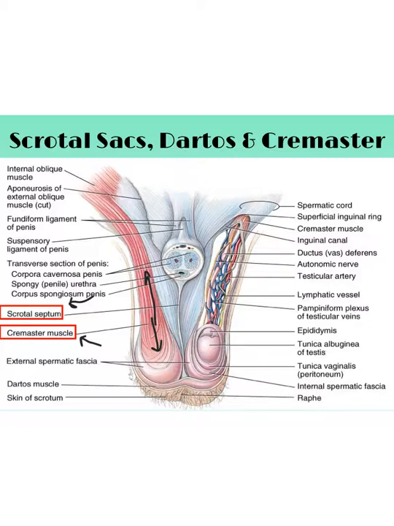You also have the scrotal septum. A septum just means something that divides. You have one in your nose. If you have a deviated septum like I do, you'll have trouble breathing out of one nostril. Well, the scrotal septum just divides the scrotum into two distinct compartments, each holding a testis.